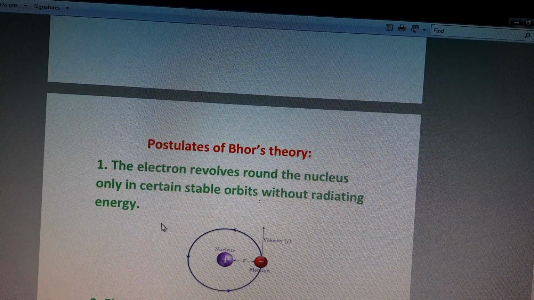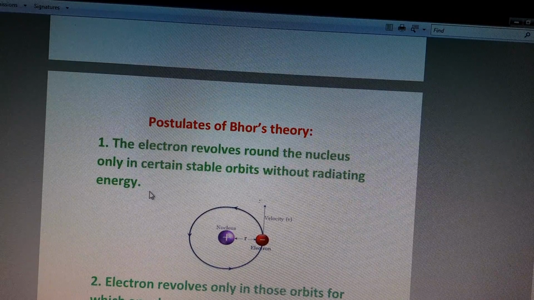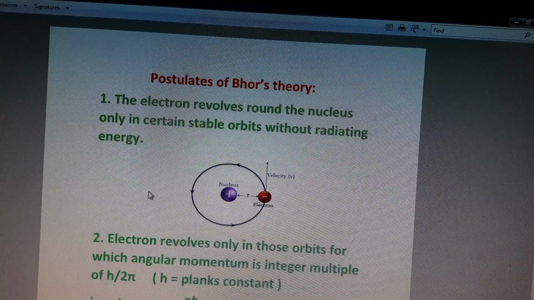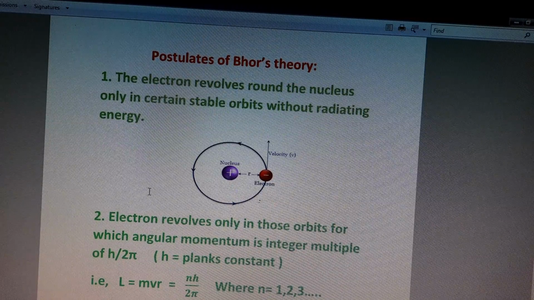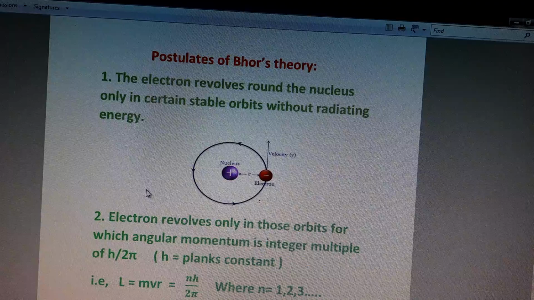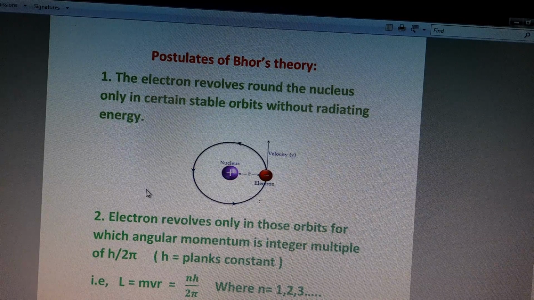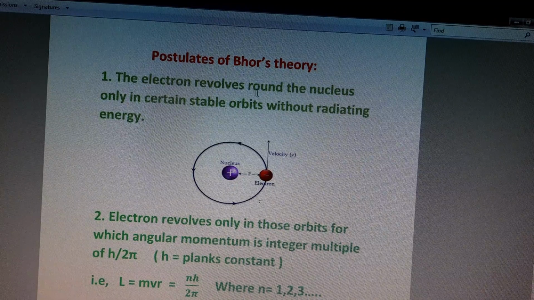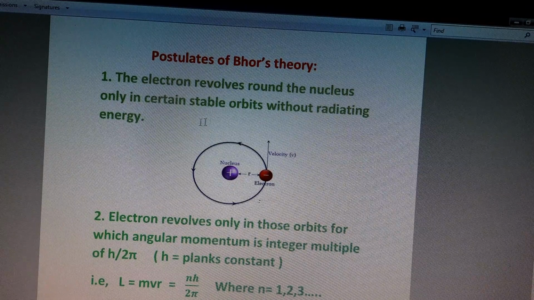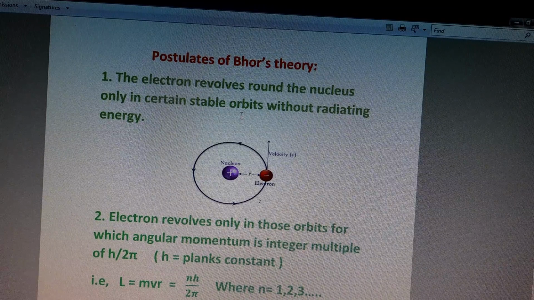Before going to Bohr's atomic model, there are some postulates about Bohr's theory. The first is the J.J. Thomson atomic model, the second is the Rutherford atomic model, then the third is Bohr's atomic model. According to Bohr's theory, the electron revolves around the nucleus only in certain stable orbits without radiating energy.